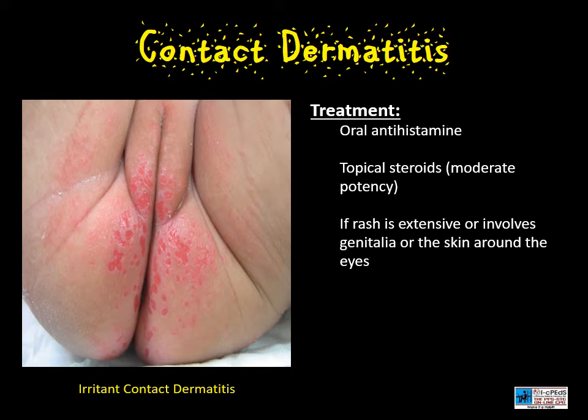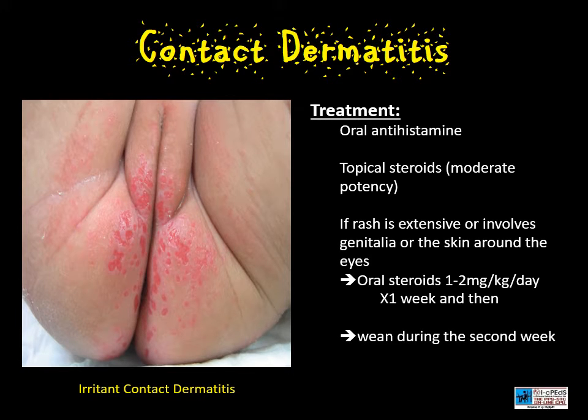If the rash is extensive or involves genitalia or the skin around the eyes, oral steroids given at 1 to 2 mg per kilogram per day for 1 week is advised, and then wean during the 2nd week.